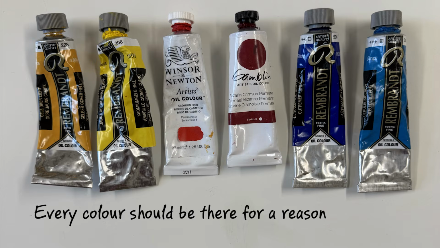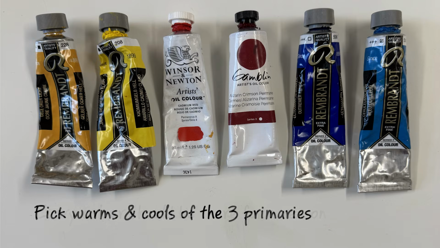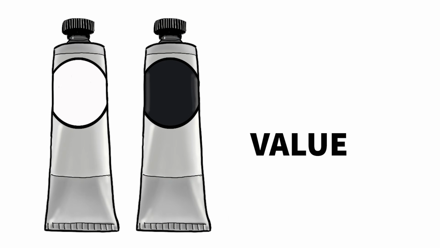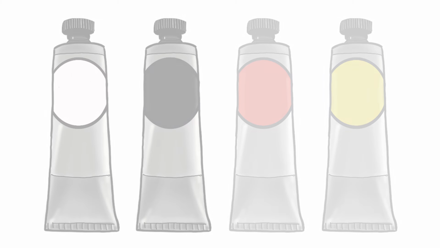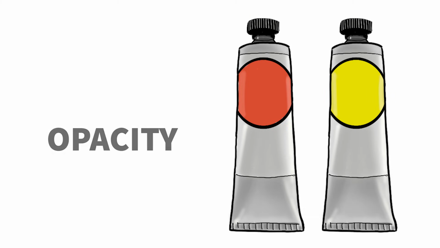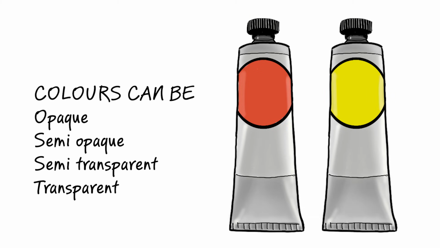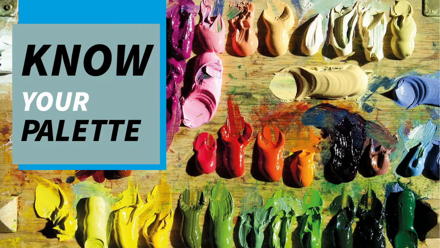Your palette. Every colour on your palette should be there for a reason. Things to consider when selecting colours are picking a warm and cool of every primary. Also bear in mind the value of the colours you select, the saturation and the opacity. Transparent colours behave very differently to opaque ones, and this will affect your mixing. If you would like to know more about understanding the colours on your palette, have a look at this video on my channel. And that's colour mixing in a nutshell.